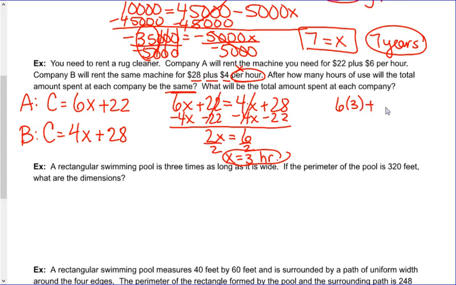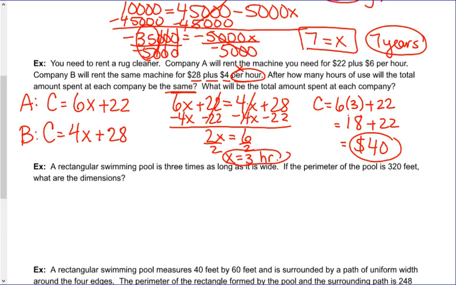6 times 3 plus a 22. And so this gives me, multiply before you add. Let's go 18 plus 22. Maybe I put C here. Therefore, the cost is going to be $40 in this situation. Okay? All right, very good, very good.